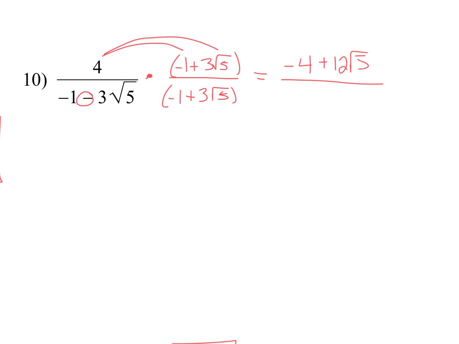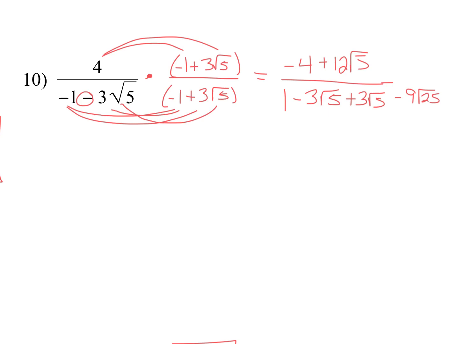Middles are going to cancel out. So I have negative 1 times negative 1, which is just 1. Then I have negative 1 times 3 square root of 5. Yep. Negative 3 square root of 5 times negative 1. Yep. And then we have negative 3 square root of 5 times 3 square root of 5, square root of 25. Yep.